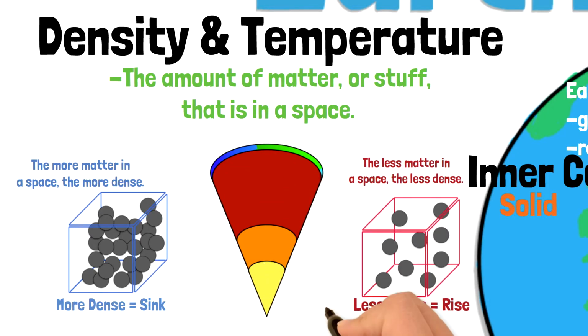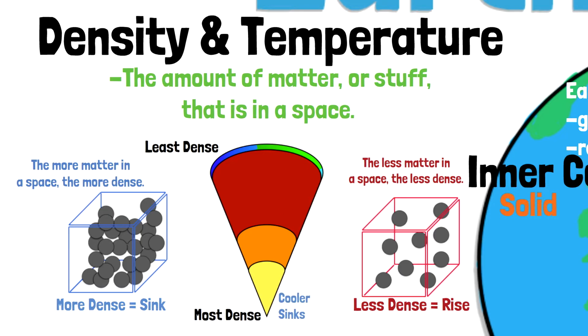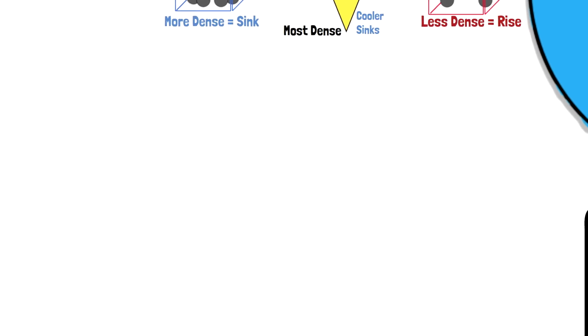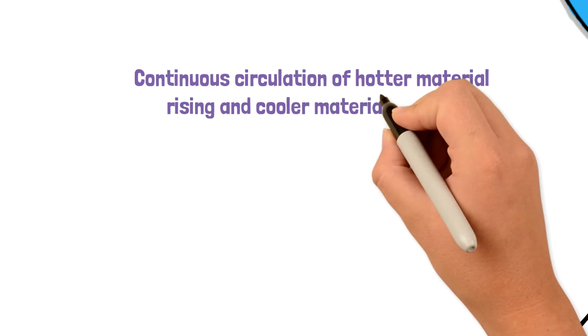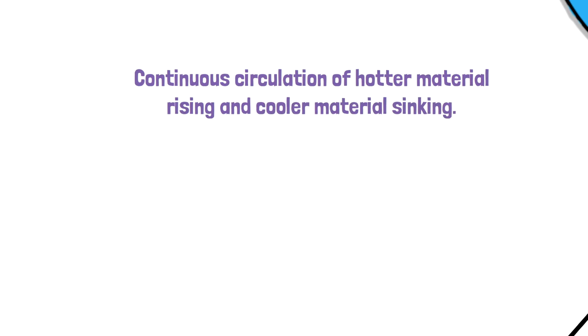The crust is the least dense layer, and the inner core is the most dense. You can think of the denser layers as sinking to the bottom, and the less dense layers as rising to the top. As objects heat up, they become less dense and rise. As objects start to cool down, they become more dense and sink. This continuous circulation of hotter material rising and cooler material sinking is called convection currents.